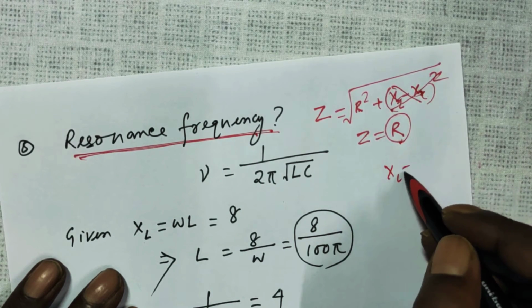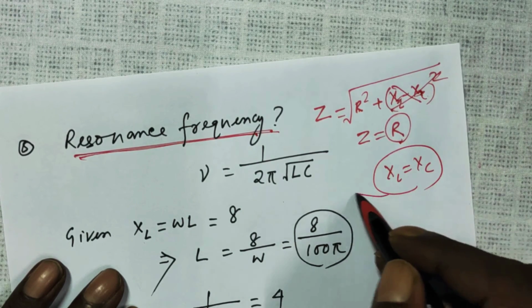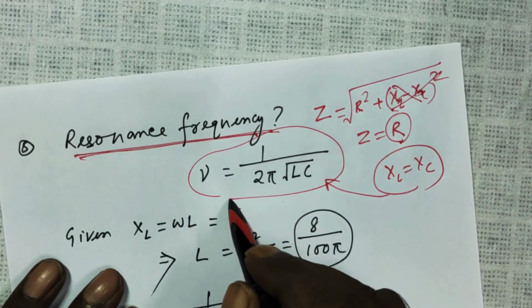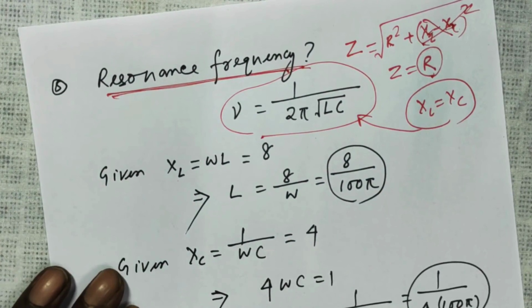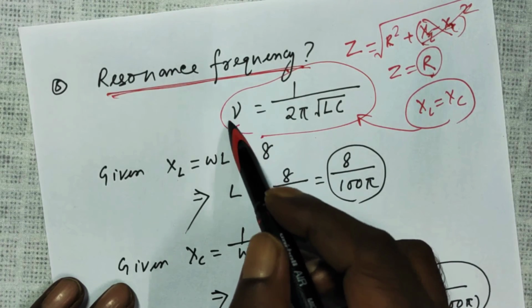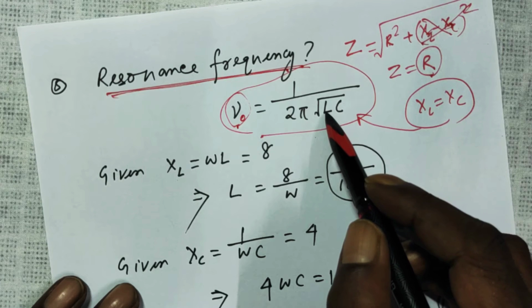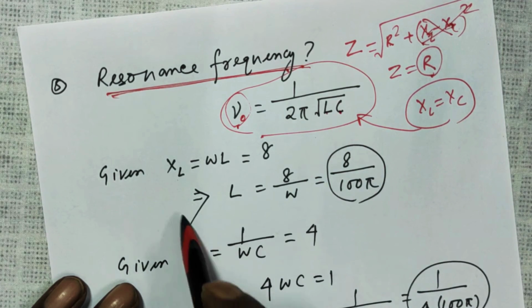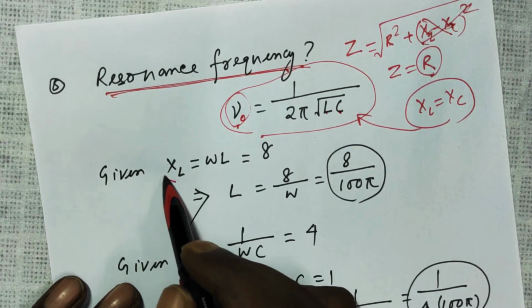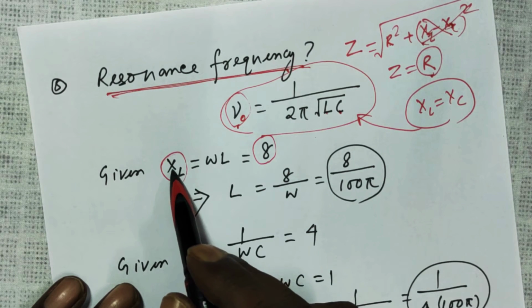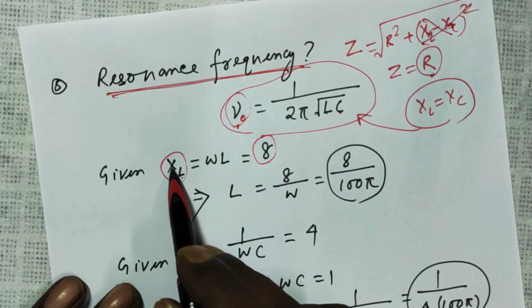So by putting XL is equal to XC, this was derived in theory lessons, called resonant frequency. Now to find out this resonant frequency, let me put it nu naught. We have to find the value of L and C. But it is given XL is equal to 8. Inductive reactance is 8.